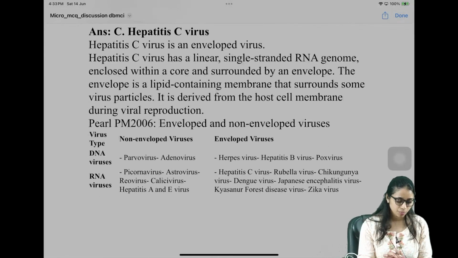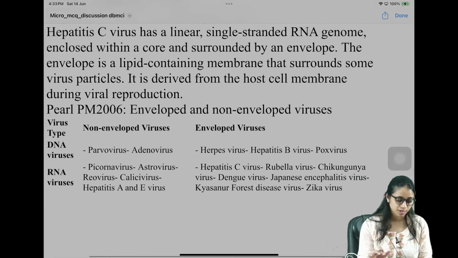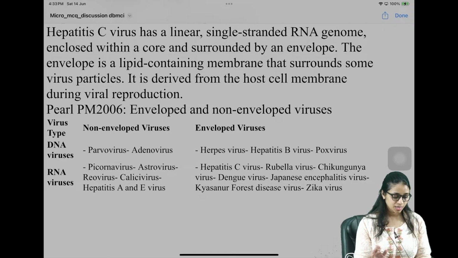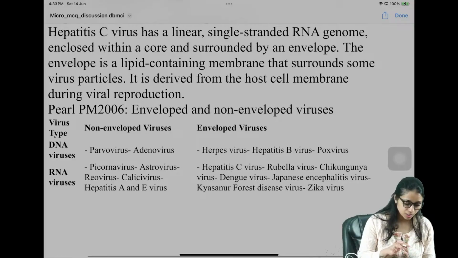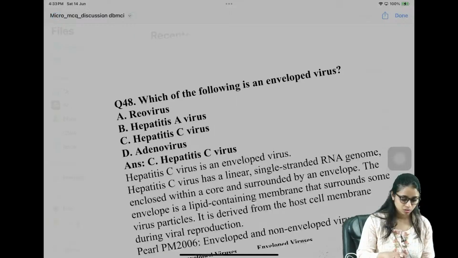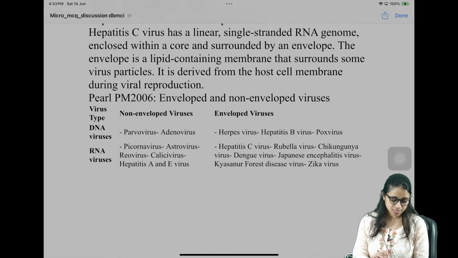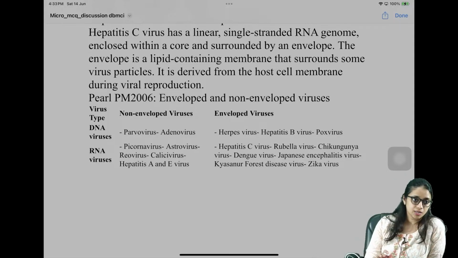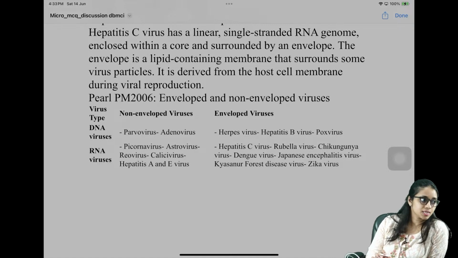Apart from reo and adenoviruses, there is this category of viruses that you can see, which are enveloped and non-enveloped. In enveloped, you mainly need to know hepatitis B, C, and herpes virus. Three viruses mainly you need to remember: herpes virus, hepatitis B, and C. These are enveloped viruses.